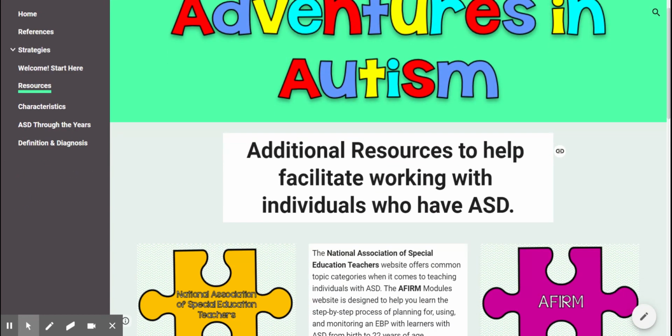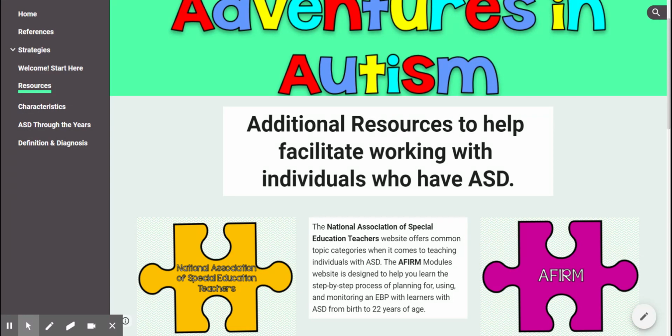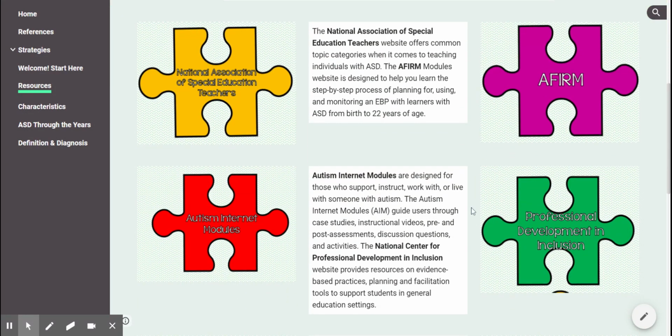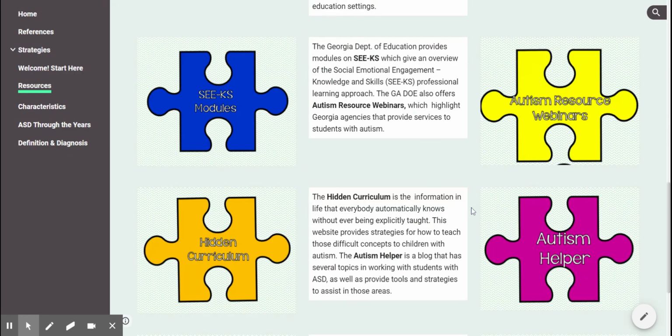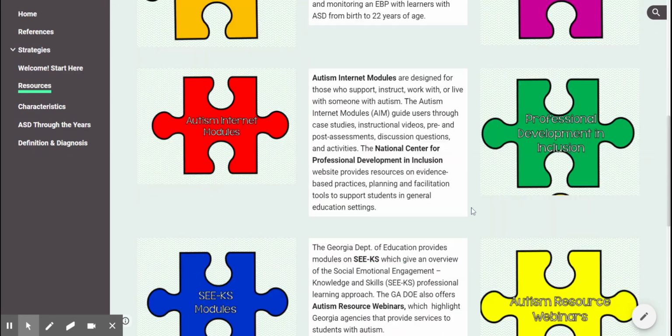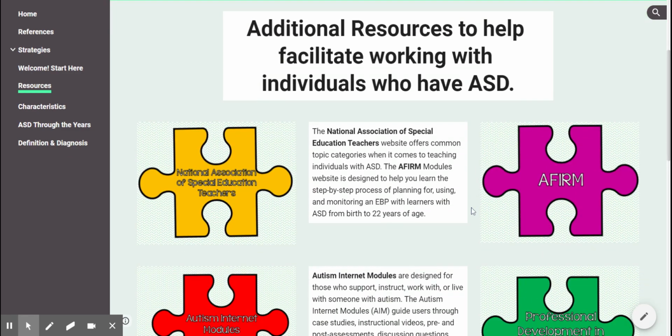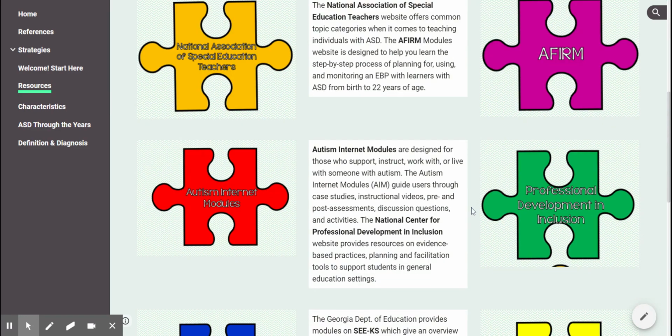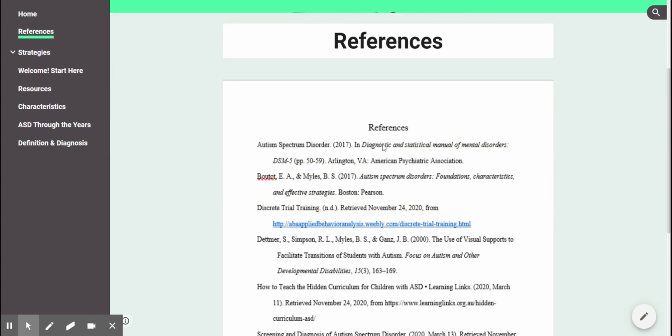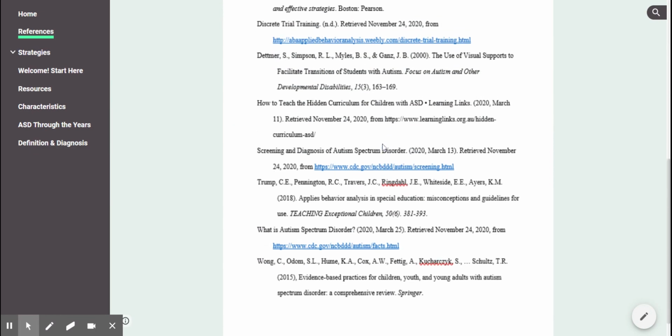Here's some additional resources to help facilitate working with students who have autism spectrum disorder. I believe there are 8, no, there's 10. So here's some websites for you to look around to get some additional information, and the references page for where I got my information from.